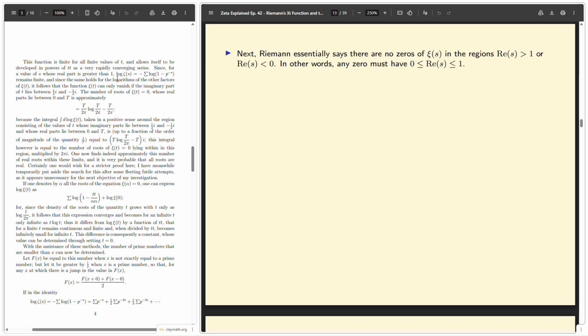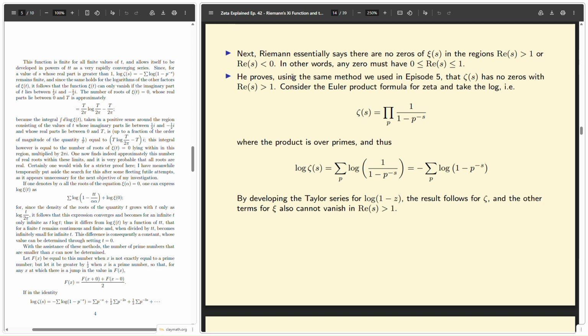Although he refers back to the s plane a little bit right here, so I'll mention what this means, and how he proved this. He proves it using the same method that we used in episode 5 to show that zeta of s has no zeros with real part of s greater than 1. The proof is basically you consider the Euler product formula for the zeta function, and then you take the log. So this is the Euler product formula. We covered this in episode 4. And the product here is over prime numbers, so p here.